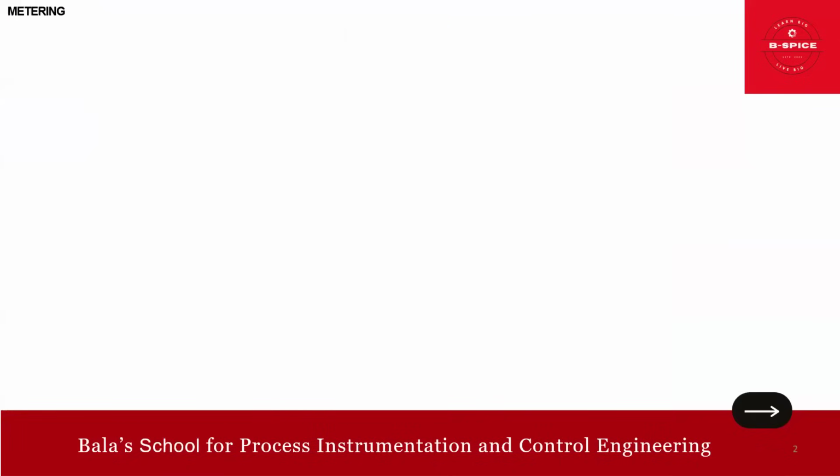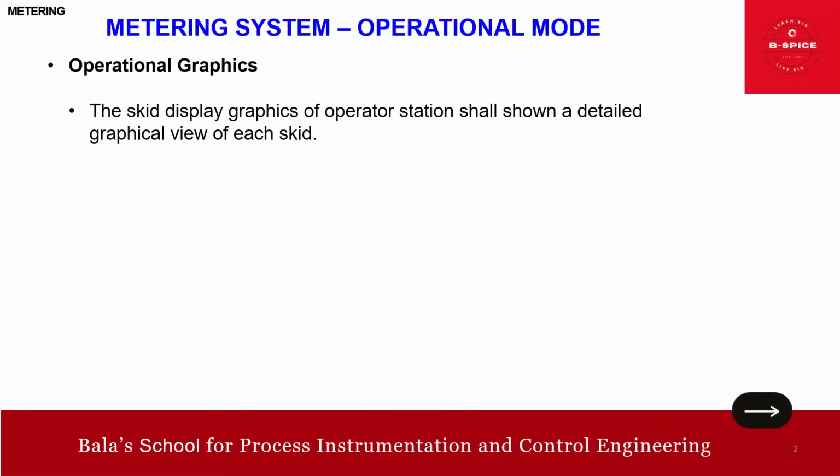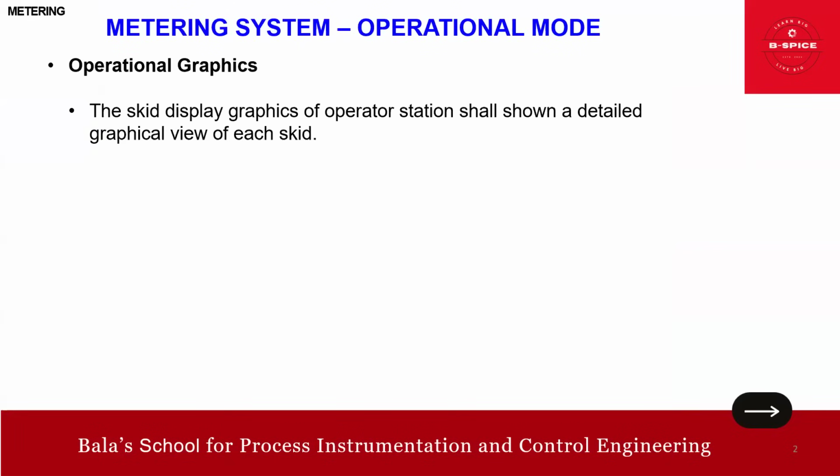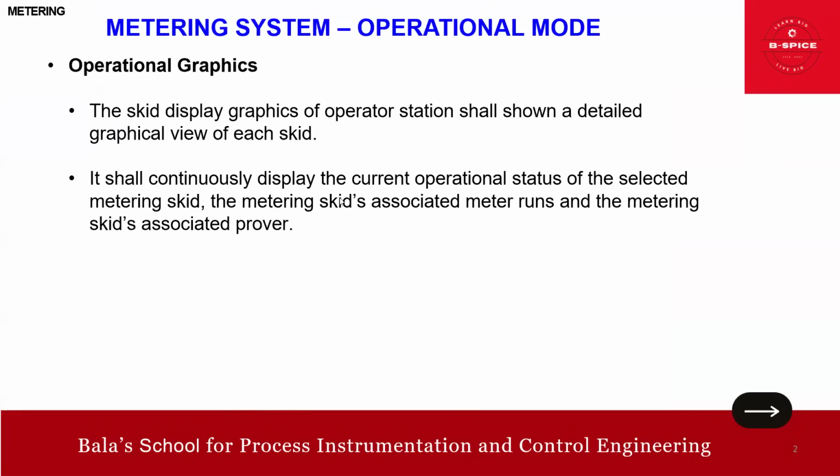But before that, I will touch upon a bit on the operational graphics also. That is why I put that diagram in the previous slide. Operational graphics: the skid display graphics of the operator station shall show a detailed graphical view of each skid. This everybody knows, right? It shall continuously display the current operational status of the selected metering skid, the metering skid's associated meter run and the metering skid's associated power. So these are the requirements in the graphics.